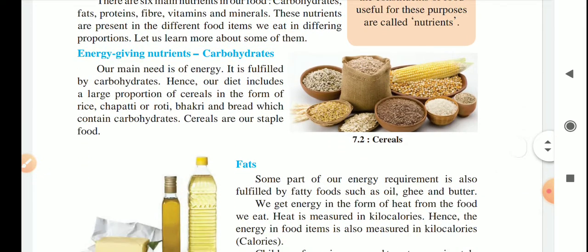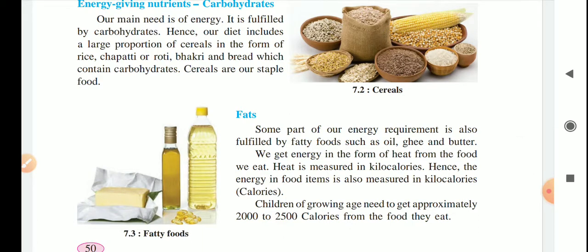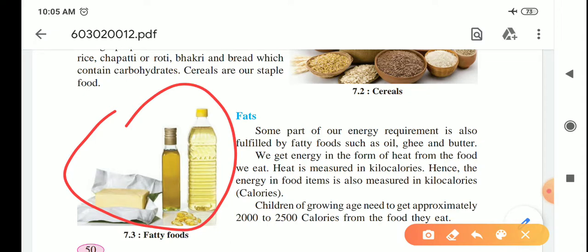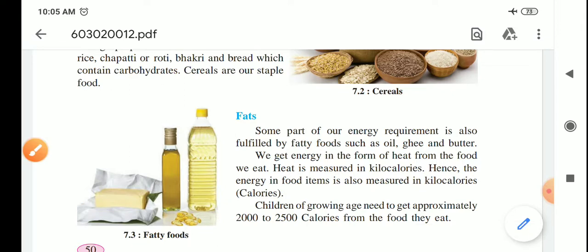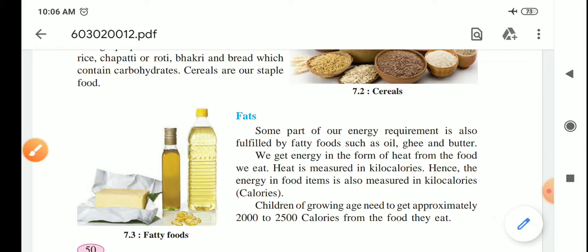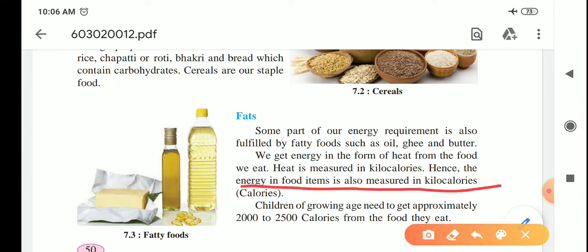Now let's see about the fats. What are the food items which provide us fats? These are shown in this image: cooking oil, ghee, butter. These are the food items which provide us fat. Some part of our energy requirement is fulfilled by fatty foods such as oil, ghee and butter. So what is meant by fatty foods? Fatty foods are the food items which provide us fat. These are nothing but oil, ghee and butter. We get energy in the form of heat from food we eat, right? Heat is measured in kilocalories. Unit of heat is kilocalories. Hence the energy in food items is also measured in kilocalories.